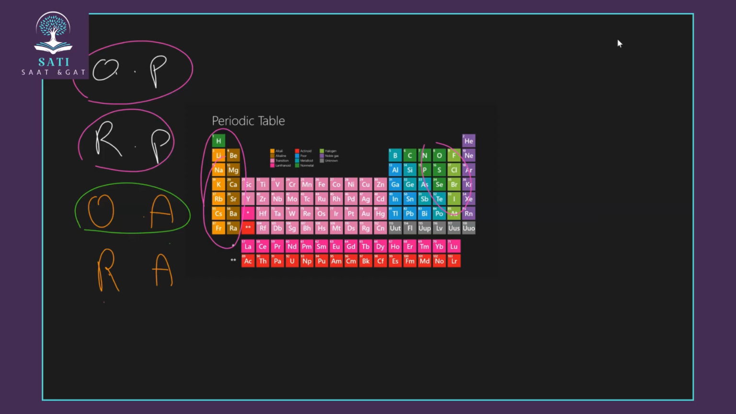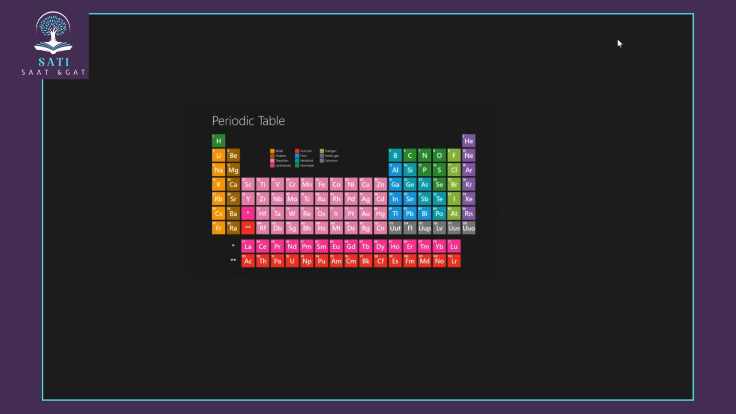The oxidizing agent is the agent that is responsible for the oxidation, and usually oxidizing agents are the non-metal elements on the right of the periodic table. Reducing agents are the elements that are responsible for the reduction processes, and they are the elements on the left of the periodic table. So usually metals on the left are reducing agents. I hope these four ideas are clear.